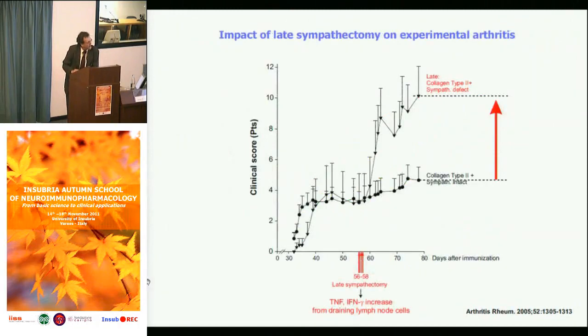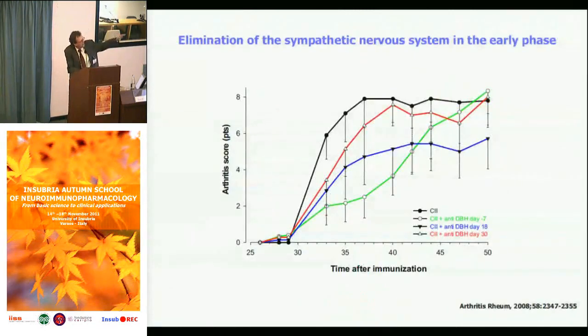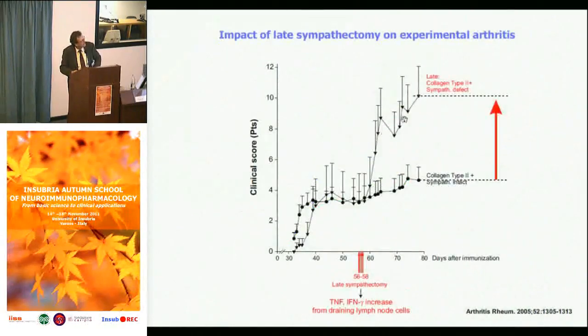Now, when you make the sympathectomy in the late phase of the disease, here is the control group, and when you do the sympathectomy in the late chronic phase, it's opposite, completely opposite. Now go up. Here you have a lower expression of the disease, amelioration, and here you have an increase of the disease. It's a big, big difference.